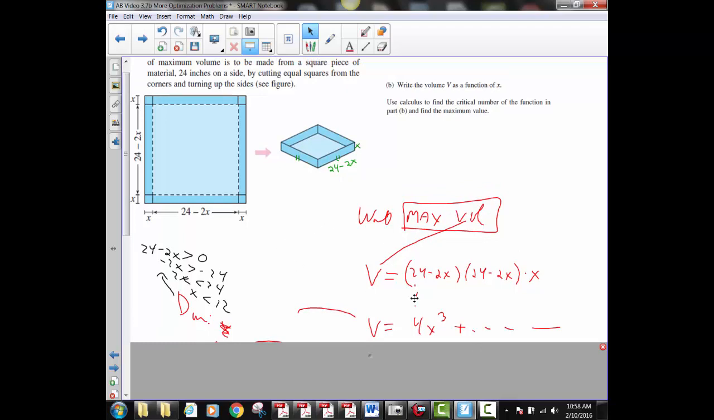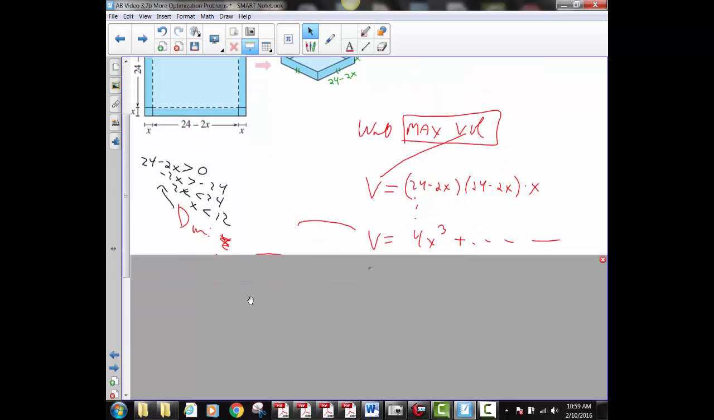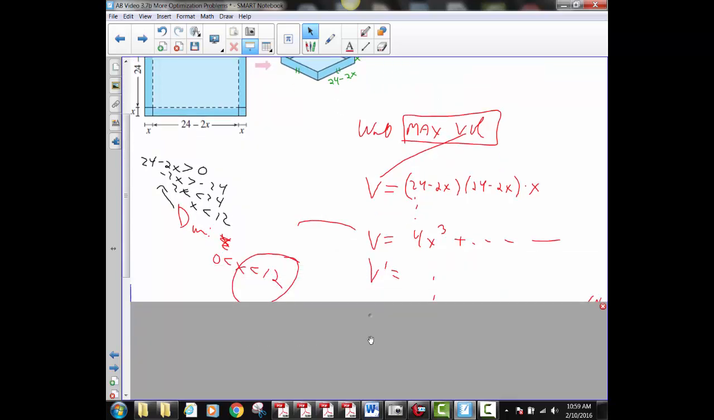Now, as far as a domain, obviously x has to be positive, but there is a limit. Since this started out as 24 inches long, you're obviously not going to cut out a square of 18 inches by 18 inches, because 18 and 18 is more than 24. So your 24 minus 2x has to be greater than 0, which means in the end your x has to be less than 12. So your actual domain is between 0 and 12.